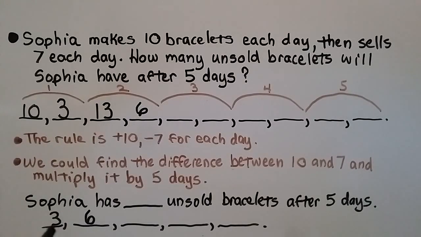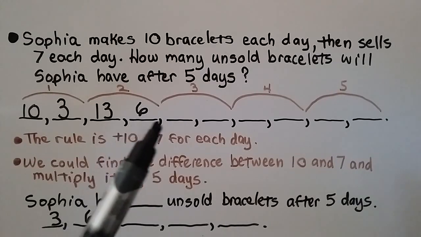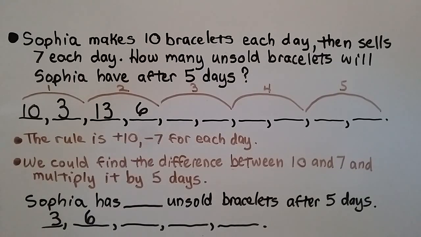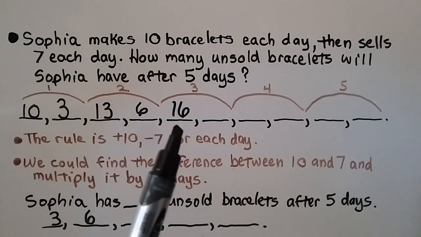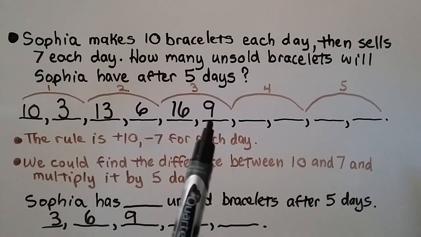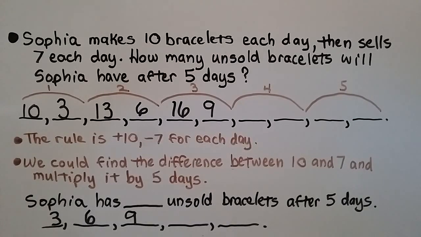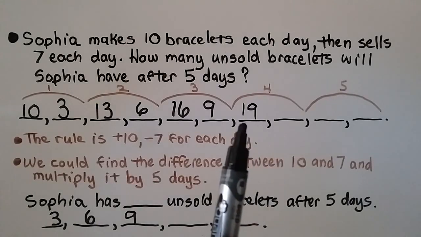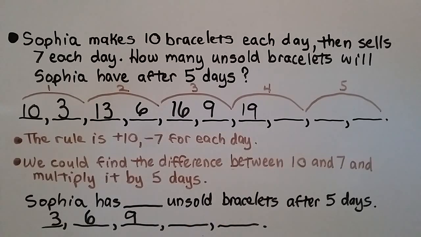And we can write our pattern as at the end of the first day, she had 3. At the end of the second day, she had 6. She makes 10 more. Now she's got 16. She sells 7 of them. Now she's only got 9. And we can write 9 as our third term, as how many she has unsold at the end of the third day. She makes 10 more. Now she's got 19. She sells 7 of the 19. Now she has 12 unsold ones left.